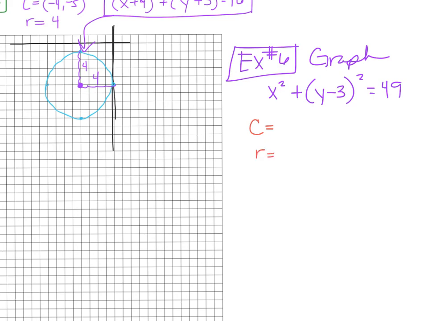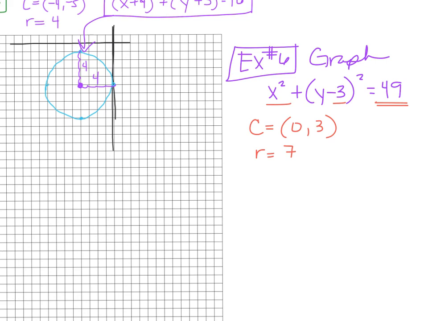So our center here, there's nothing with this. So remember that was the 0, 0 setup. So our x value is going to be 0. And then this is positive or -3? It would be a positive 3, right? It's opposite of what it looks like. And then the radius, if your radius squared is 49, then your radius is 7.